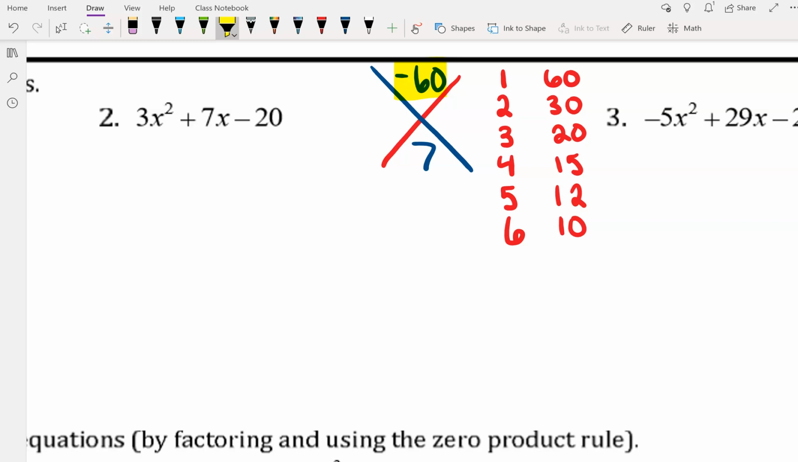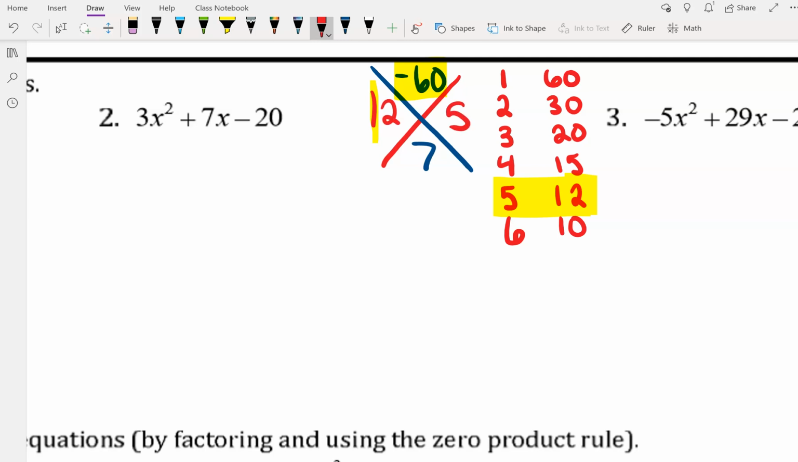So we look at this list and we look at which ones would subtract to give us 7, and that's going to be 12 and 5. The difference between 12 and 5 is 7. So my numbers are 12 and 5. But one of them needs to be negative.